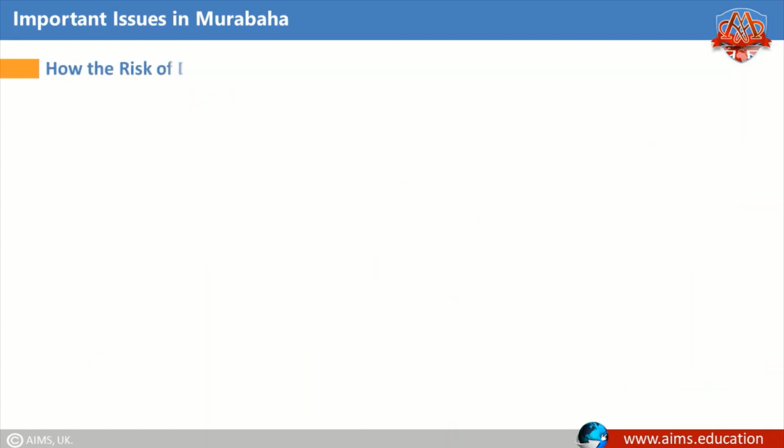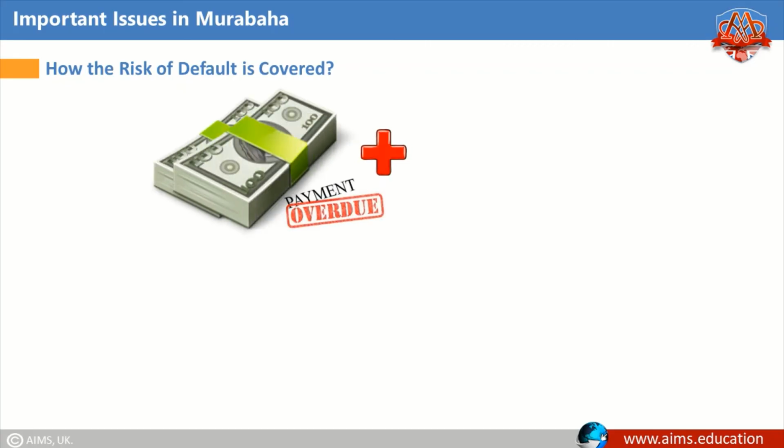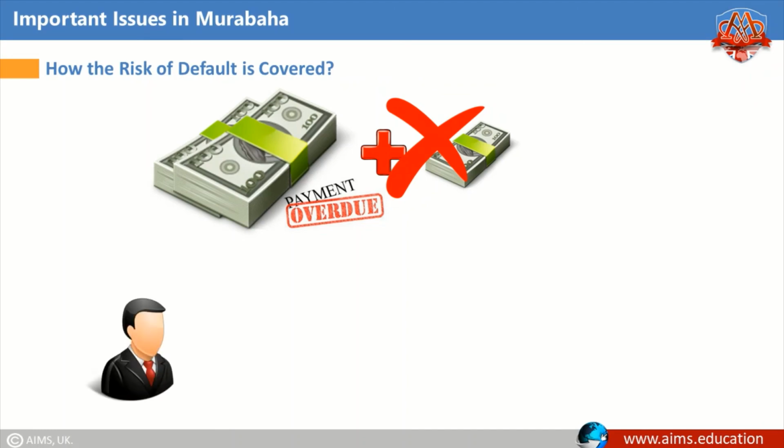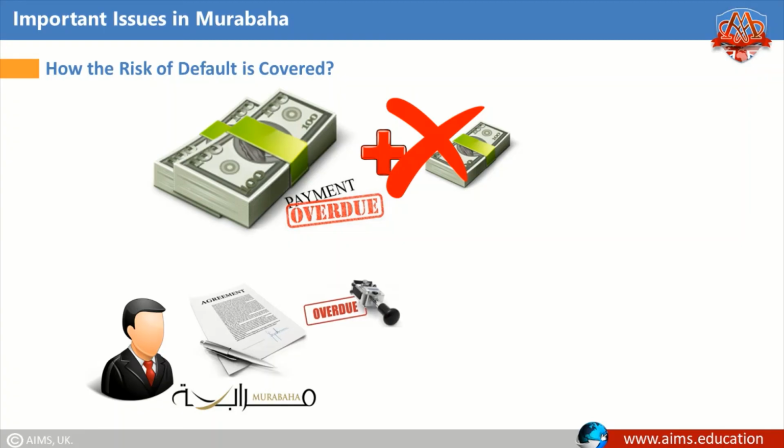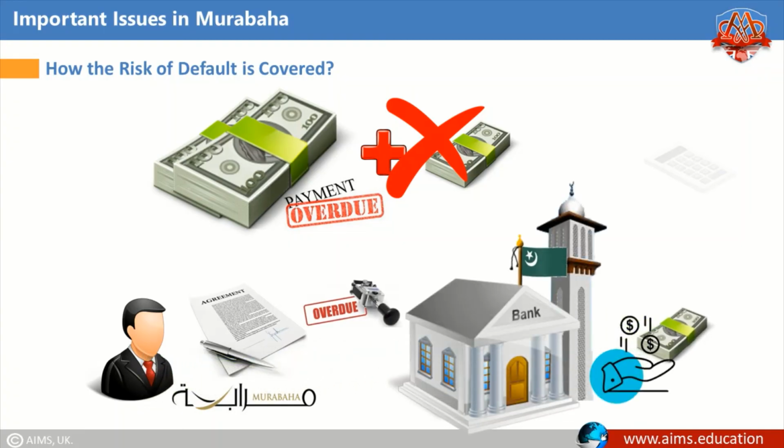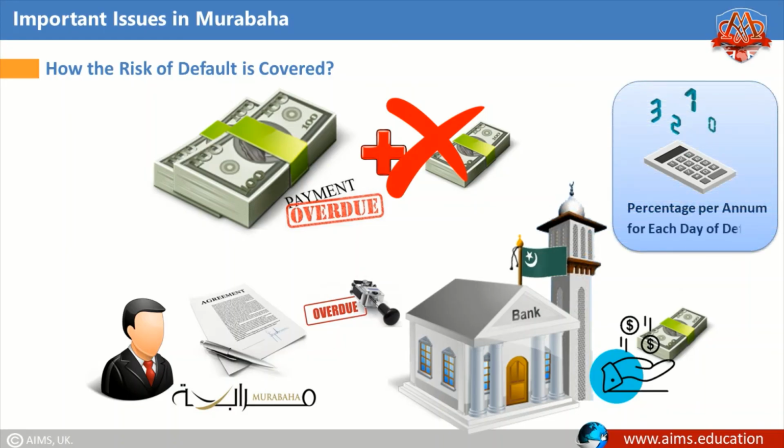How the risk of default is covered. In case of late payment, an additional amount cannot be charged as penalty. To solve this problem, the client will undertake in the Murabaha agreement that in case of late payment, he shall pay the penalty to the charity account maintained by the bank. This penalty is calculated on the basis of percentage per annum for each day of default.